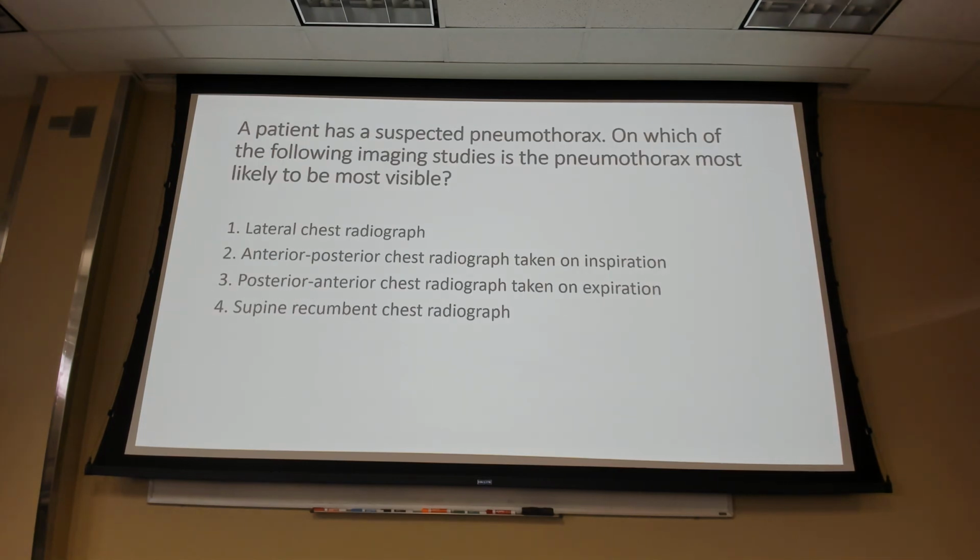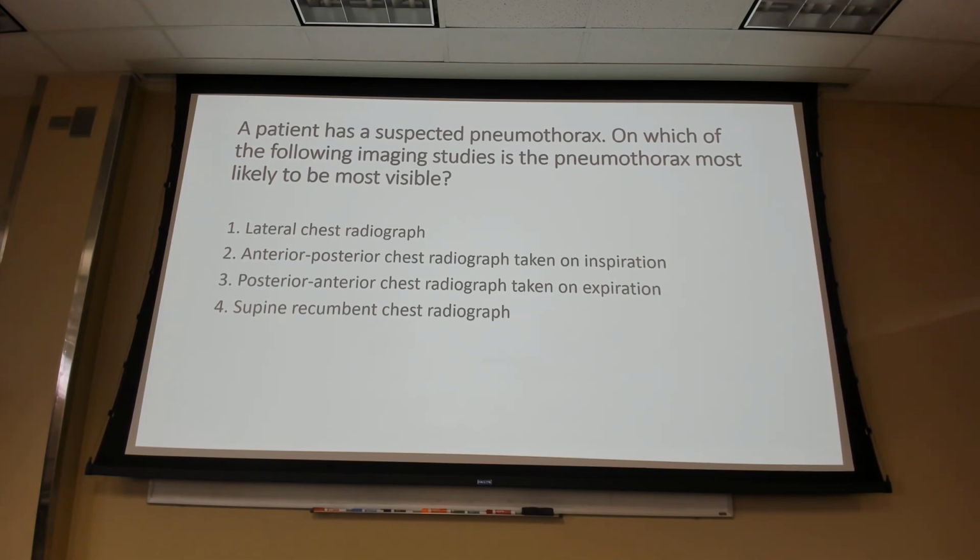But here's a question for you. Which film is going to be the best for a suspected pneumothorax? Three? Yeah. So 3. Yeah, the PA film is a better film for it. It's nice if we can get a lateral too. And typically, we take the film on expiration.